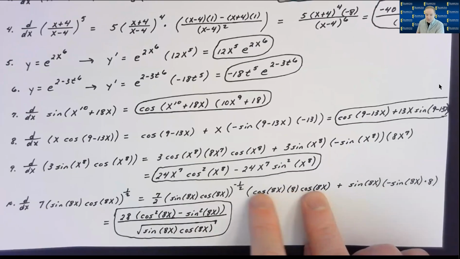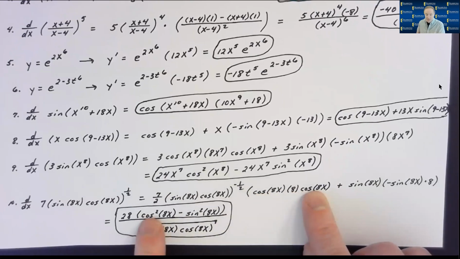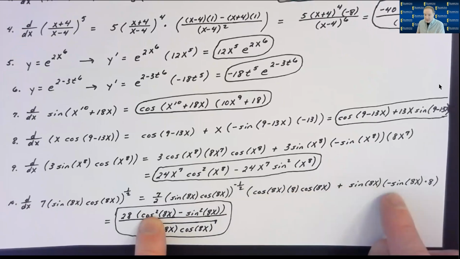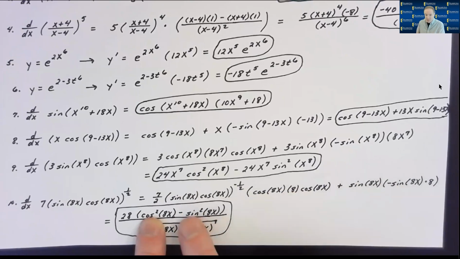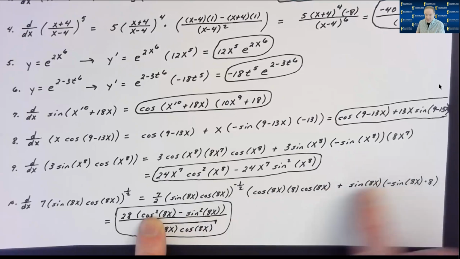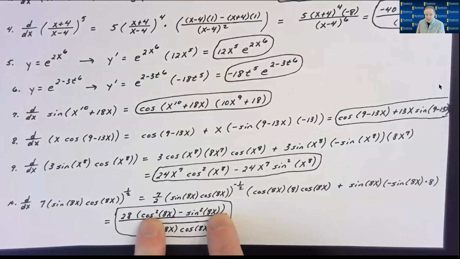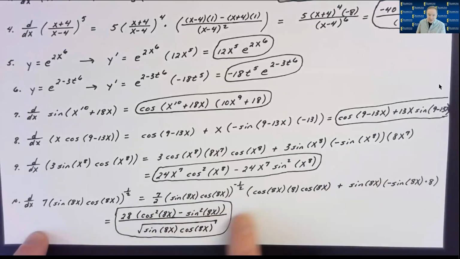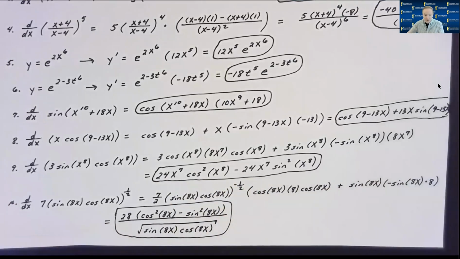So what's the first term? Well, cosine of 8x times cosine of 8x, cosine squared of 8x. And then I'll have, instead of a minus, plus a negative is minus. So that positive sign changes to a minus, and I'll have sine times sine is sine squared of that angle 8x. Gorgeous final answer right there.